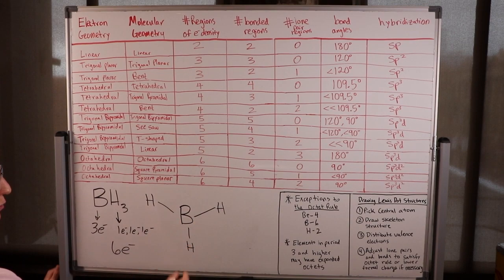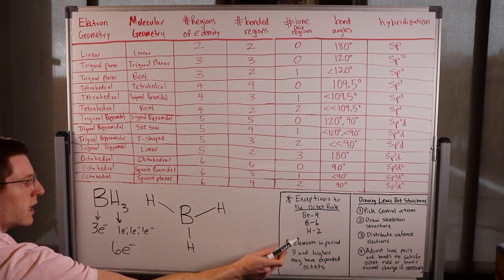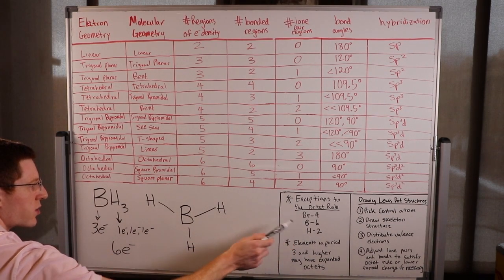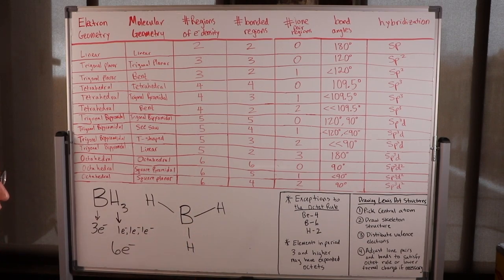So let's check and see if we have to adjust. Each hydrogen is an exception to the octet rule in that it only wants 2 electrons in its valence shell. So 1, 2, 1, 2, 1, 2. They're all satisfied.